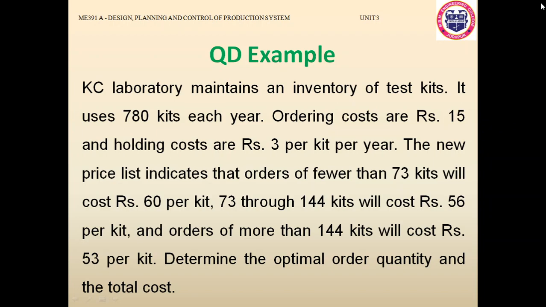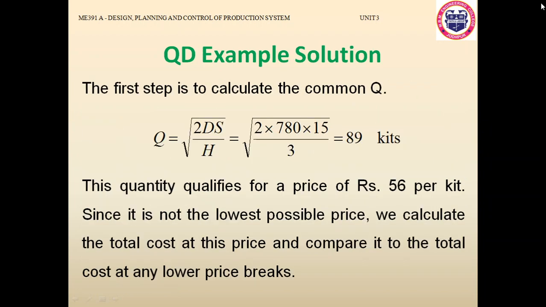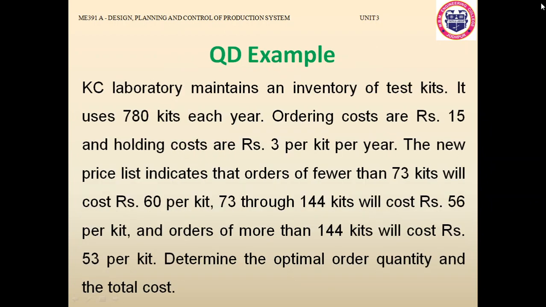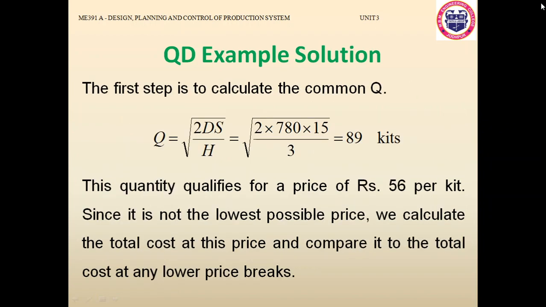Let us try to solve this problem. First we calculate the economic order quantity with the standard formula, and it gives you 89 kits. As mentioned earlier, if your economic order quantity is 89 kits, it falls into the second category, that is, if you order between 73 and 144, the unit cost will be 56 as shown in the question. So for this quantity the unit cost will be 56. The quantity qualifies for a price of 56 per kit, but it is not the lowest possible price, because we have a lower price also in the question.